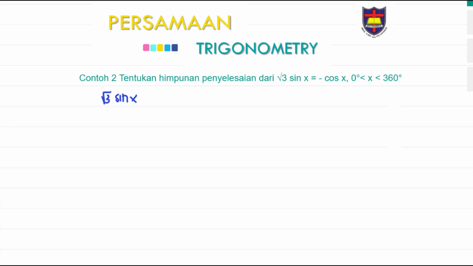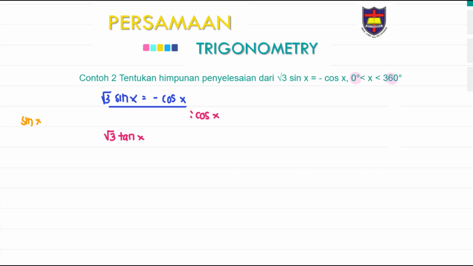So let's rewrite it: square root of 3 sine x equals minus cos x. How to make it become one term only? It is not possible with sin x only or cos x only, so we will try to divide both sides by cos x, for example. After the division, we have square root of 3 tangent x equals minus 1.